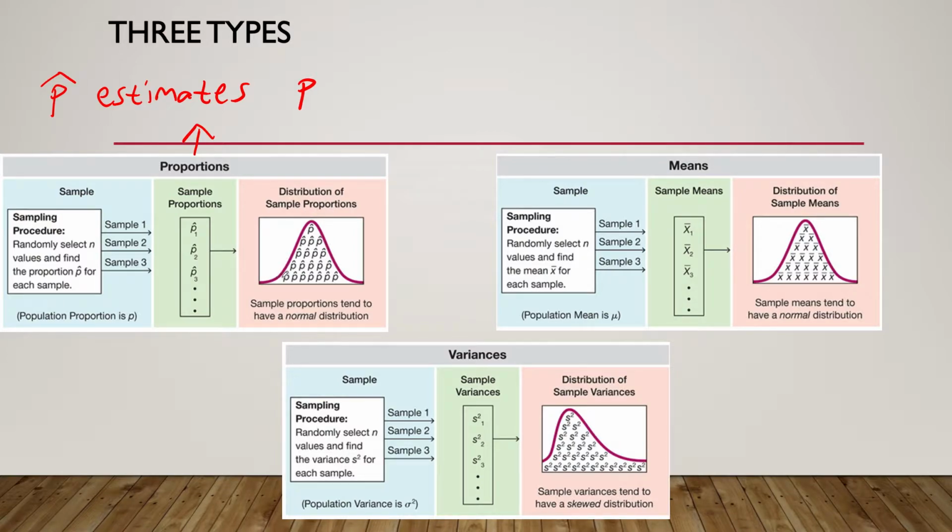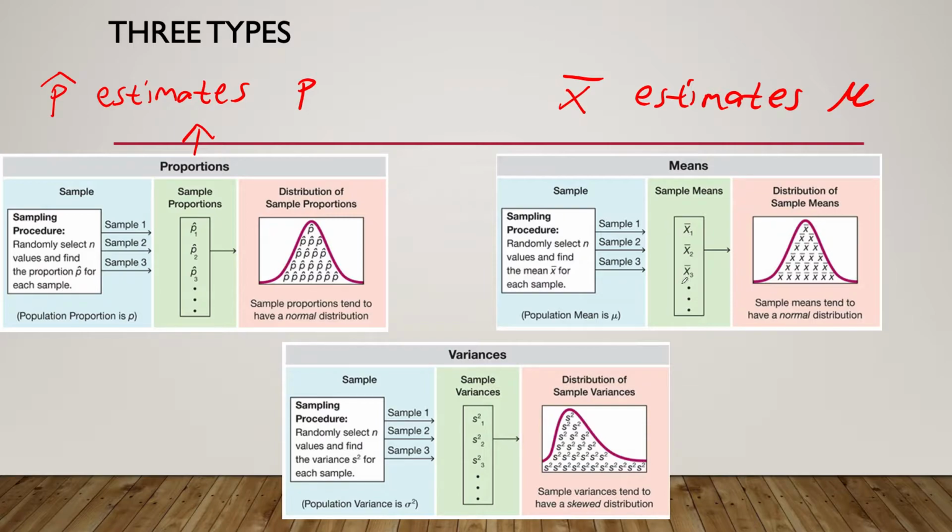And if we were to graph out all of the potential sample proportions from these, we would see it leads to a normal distribution. For the means, the sample mean, x bar, estimates the population mean, mu. So again, we randomly select n values and find the sample mean for each sample. We have multiple different samples based upon the number of times we do it.